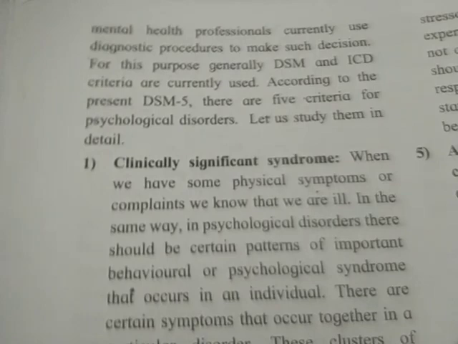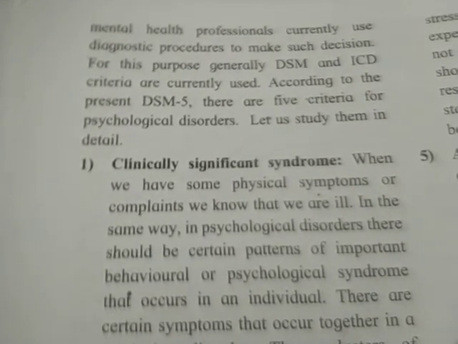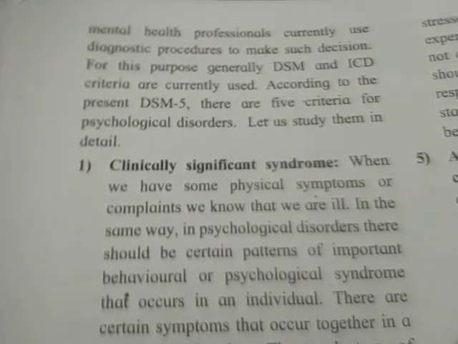According to the present DSM-5, there are 5 criteria for psychological disorders. Let us study them in detail.